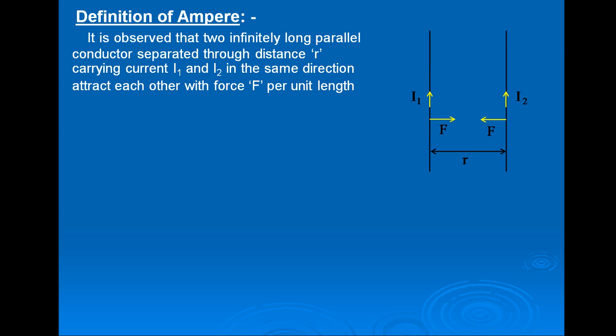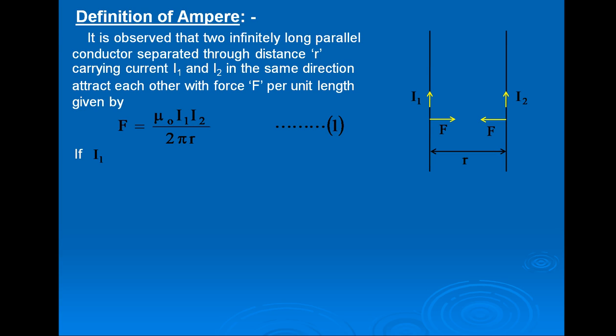The force per unit length is given by F = mu naught I1 I2 / 2 pi r, where mu naught is a constant called the permeability of free space. Put this as equation number 1.